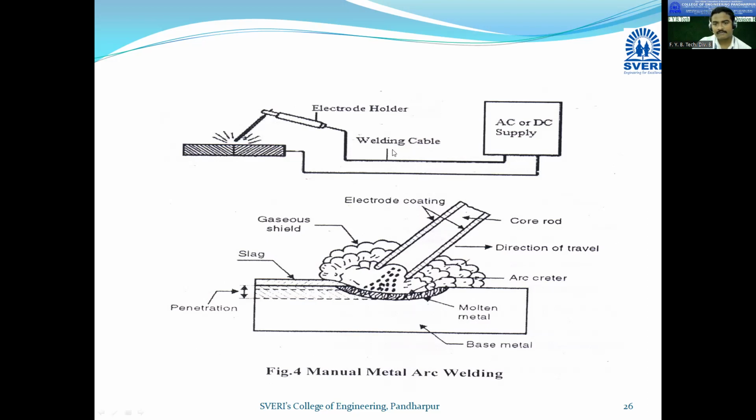Now here in this arc welding, the equipment or parts are like a transformer, or you can say there is a supply of AC or DC. Then there is a welding cable and an electrode holder. This electrode holder is for holding the welding rod. Then the workpiece. Now in this arrangement, one terminal will be connected to the electrode holder, and the second terminal is connected to the workpiece. It is acting as earthing.